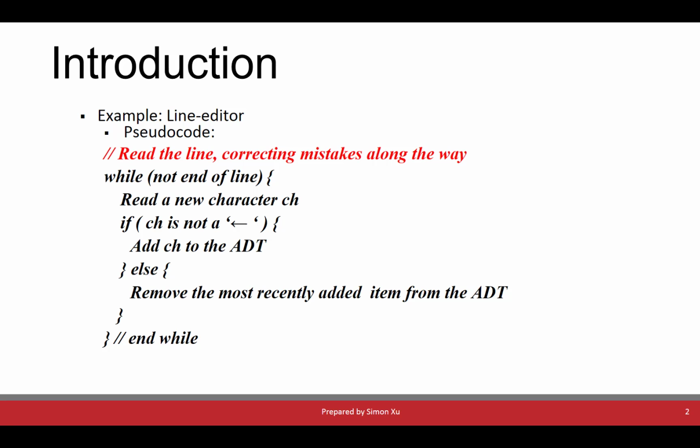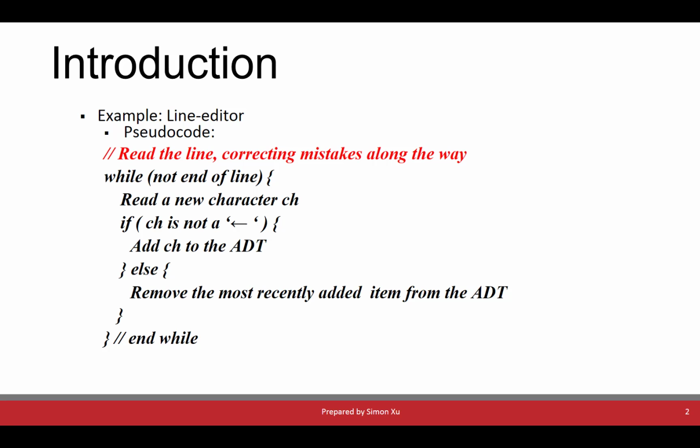Suppose we have a string which includes all the characters typed and also backspaces. Since we don't know how many characters were entered, we need to use a while loop. While not end of line, we read in one character from left to right. Then we check if that character is backspace or not. If it is not backspace, we just add it to the stack. Otherwise, we remove the most recently added item from the stack.